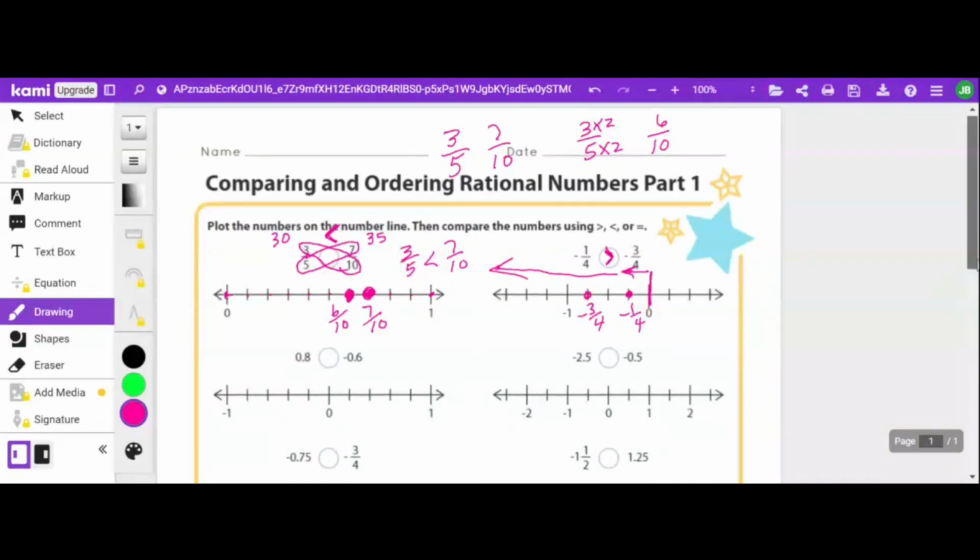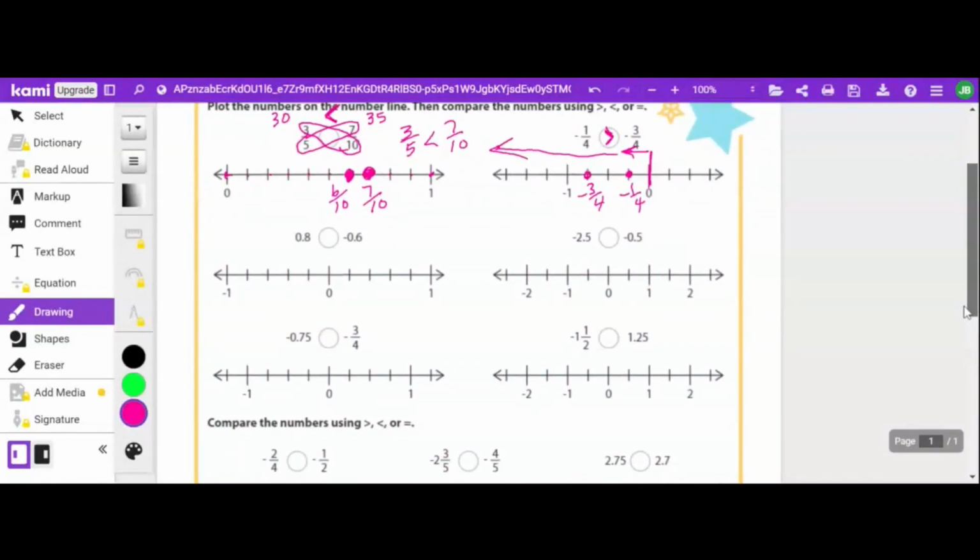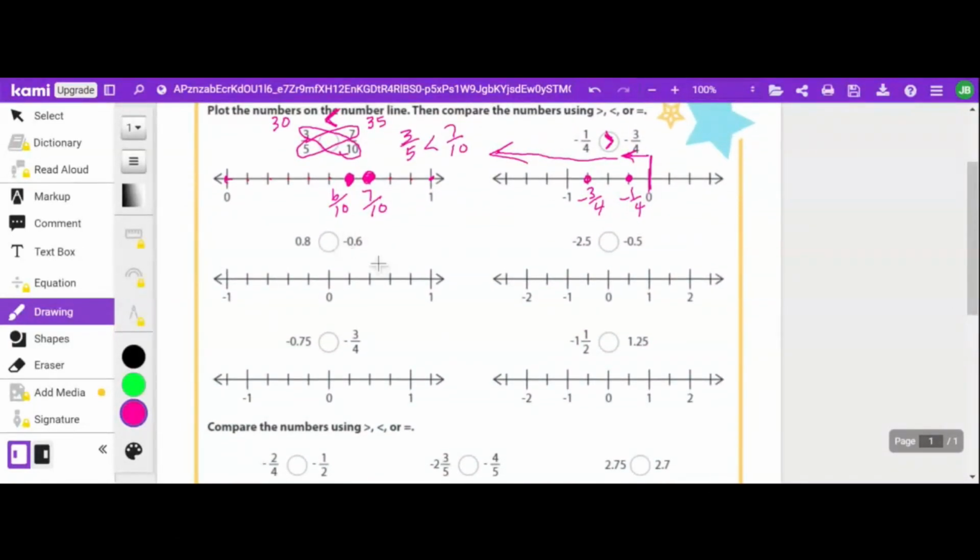All right, let's look at the next one here where we've got decimals. Now, the first thing I notice about this problem and the decimals here, I've got one that's positive and one that's negative. Well, it's obvious then that the positive decimal is greater than the negative decimal, because the positive decimal is going to be on the right side of 0. Here's 0. The negative decimal is going to be on the left side of 0.